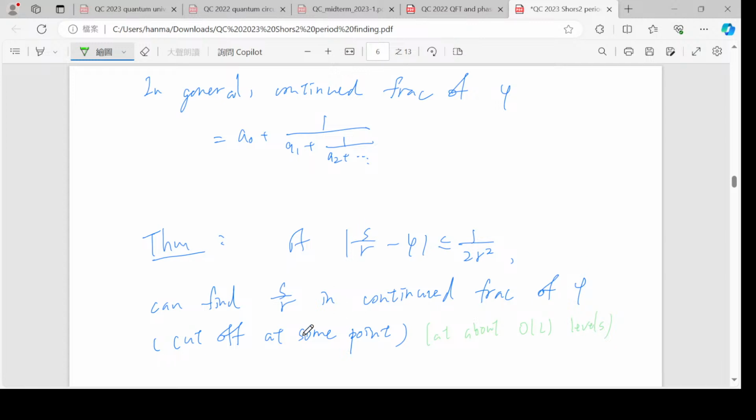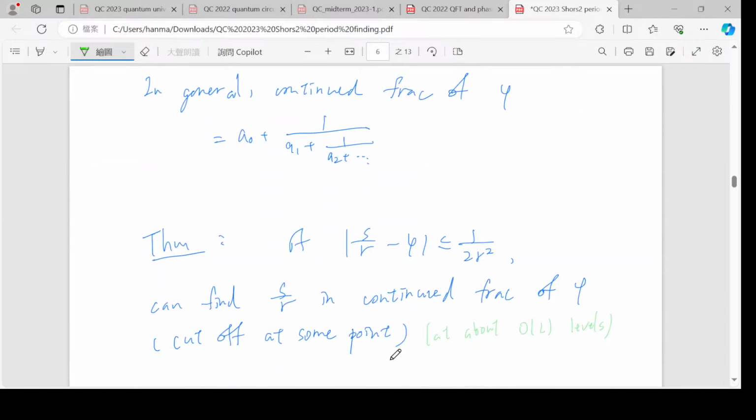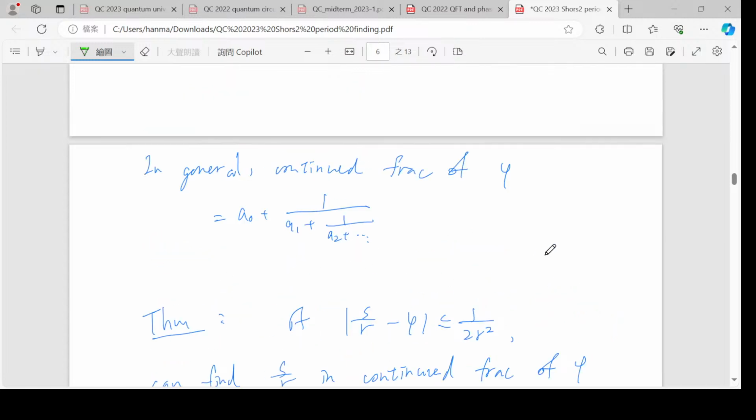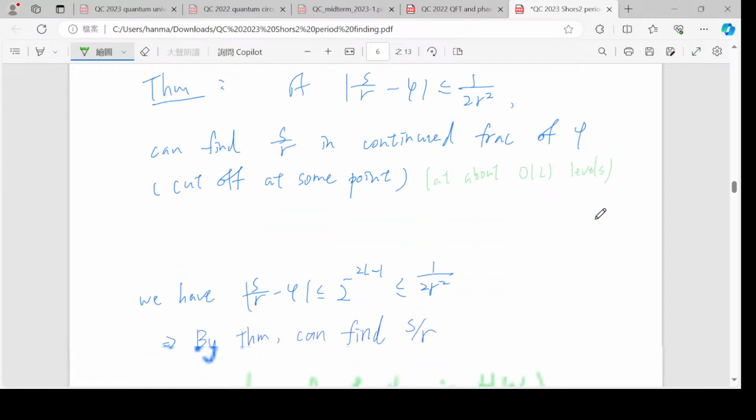Okay. And there is an unspecified terminal condition here. So you need to terminate it somewhere. And I would say you will terminate it at about order L levels. Okay. And so L is like a log R level. Okay. And yeah, so that's the continued fraction.